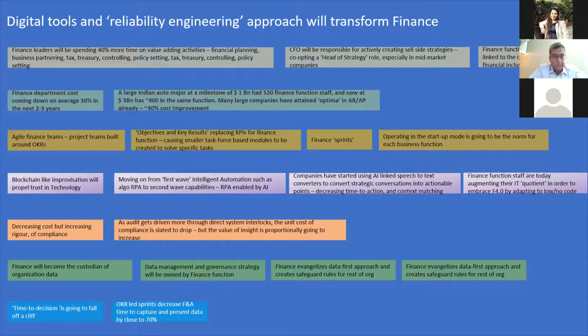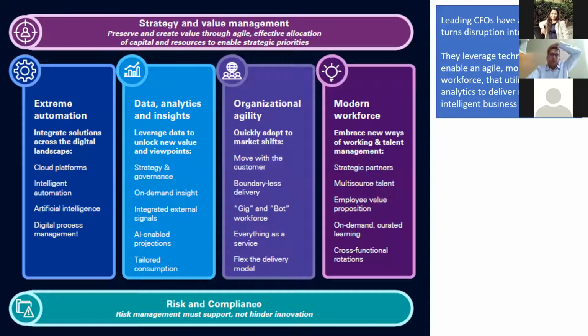Okay, so what does this all lead to for the finance function? Some of these things, strategy and value management, risk and compliance, are going to get safeguarded, improved or innovated through these four pillars: extreme automation, data analytics and insights, organizational agility, and modern workforce. Okay, so I'll just spend half a minute on this slide for you to absorb what is there.